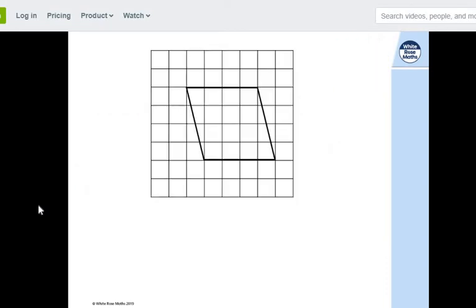Let's have a look. So I'm going to use the cut method. I'm going to take this triangle on the side, and I'm going to move it across to form the rectangle. There's my rectangle. In fact, in this case, a special type of rectangle. It's a square. And I can see the area of it is 16 squares.